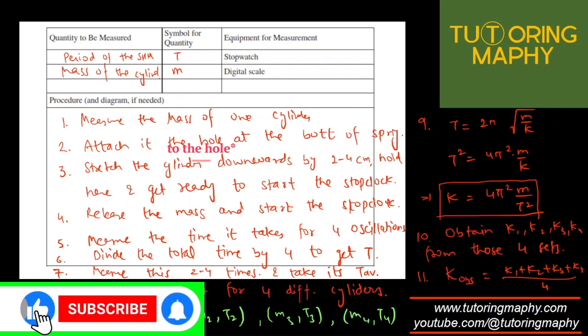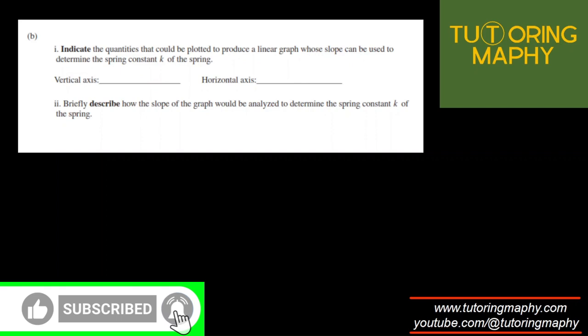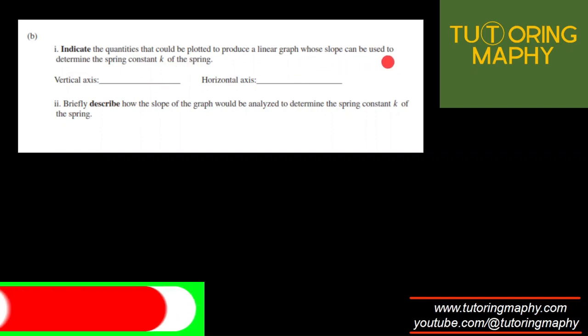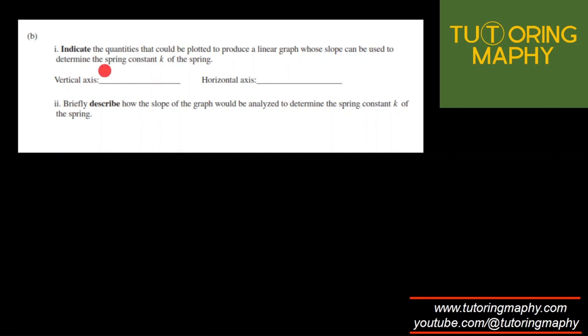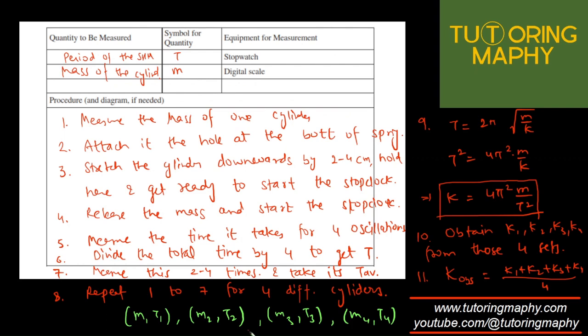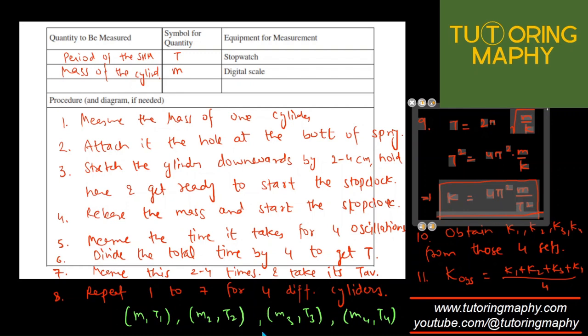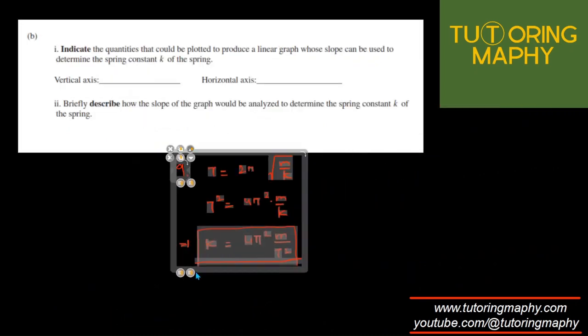The next question is: indicate the quantities that could be plotted to produce a linear graph whose slope can be used to determine the spring constant K. Okay, linear graph, right? Yeah, I think we have it. For the linear graph, I'm going to borrow this and redecorate it a little bit. So let me do that.